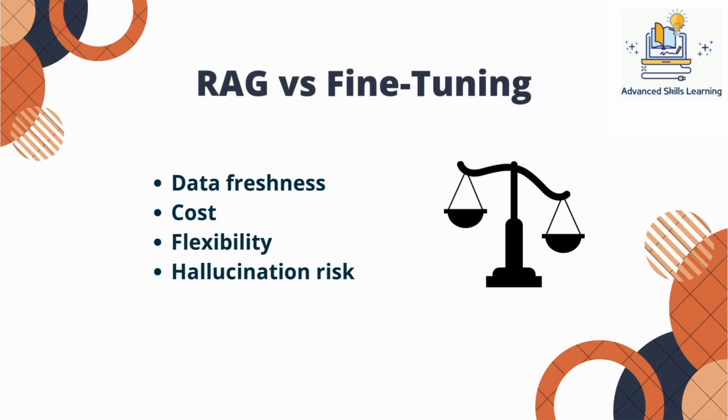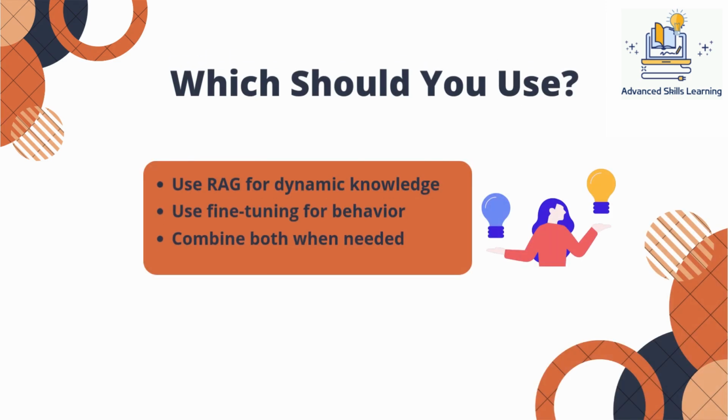In practice, many production systems combine both approaches. Fine-tuning is used to define consistent behavior and response structure, while RAG is used to supply real-time knowledge. This hybrid approach delivers both accuracy and consistency at scale. So how do you decide which approach to use?